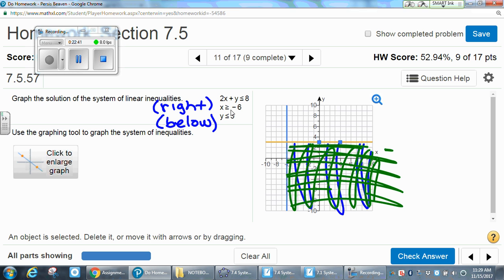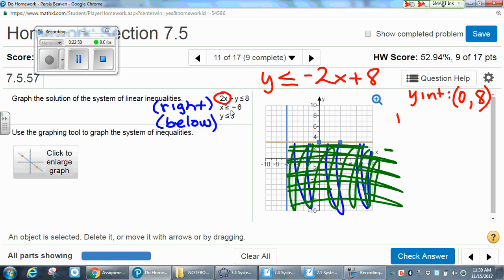So now let's graph the third one. And the third one happens to be a slanted line. So it's going to be y is less than. Take the +2x across, so it's -2x, and then +8. So I'm going to graph that one. Y-intercept is +8. So the point 0, 8. And then the slope is -2, so that means 2 down, 1 to the right from the y-intercept.